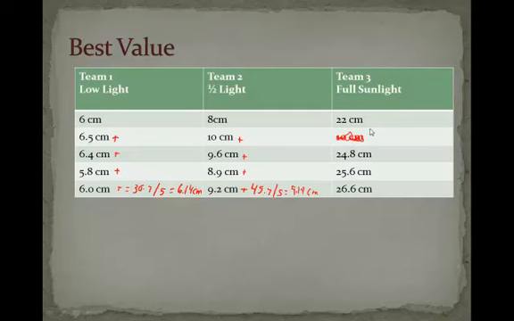Okay, and over here on Team 3, keep in mind that I'm not going to include that 10 centimeters. It's an outlier. It's not like the rest of them. So I'm going to add 22 plus 24.8 plus 25.6 and plus 26.6 centimeters. If I add all of those up, I get a total of 99 centimeters. Divide that this time by 4 because I did not include one of my data points. And if I do that, I get a best value of 24.75 centimeters.